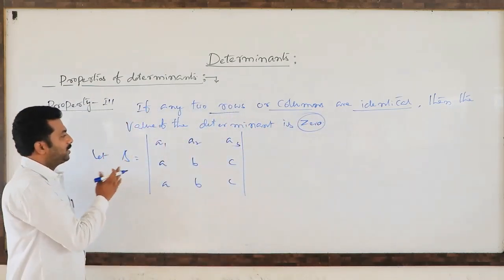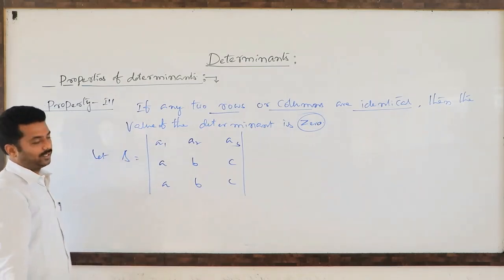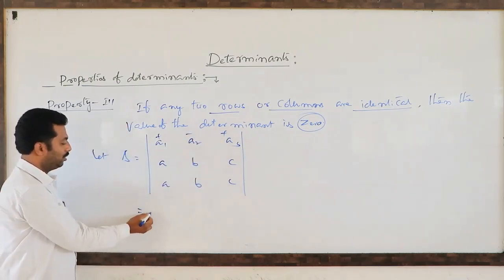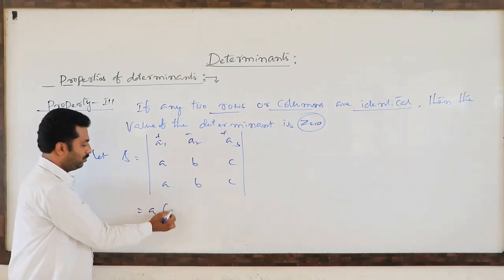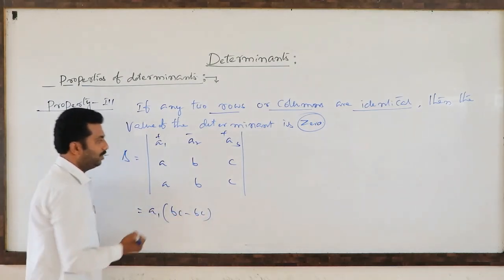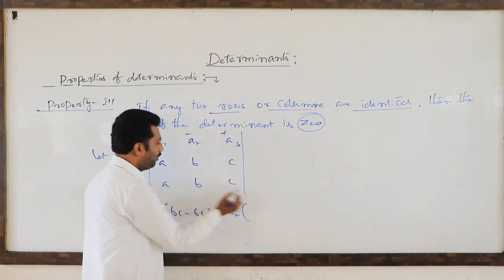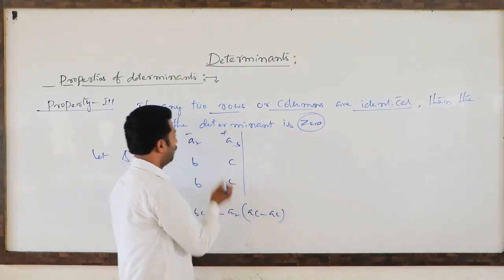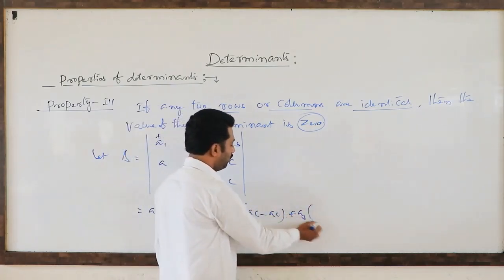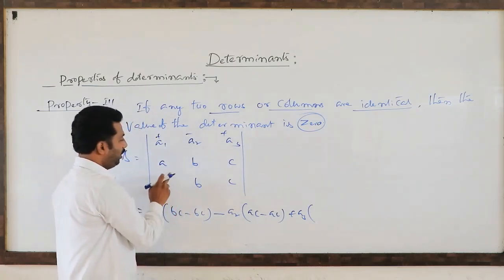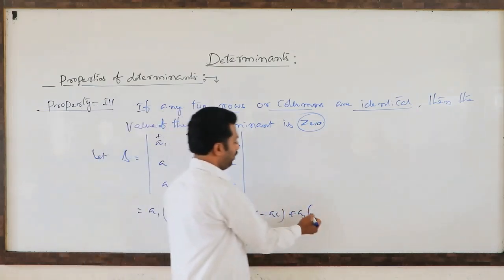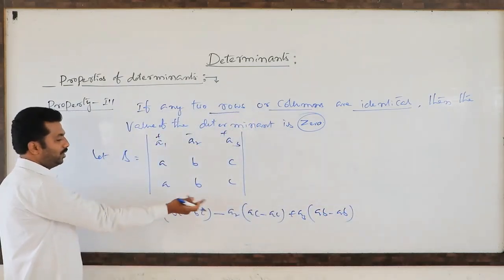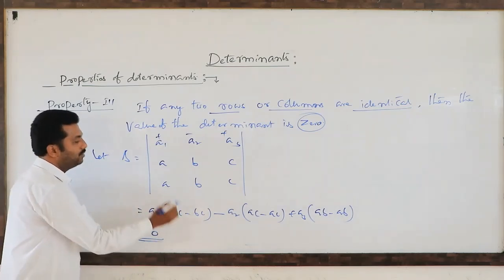Now observe. We are expanding along the first row, with signs plus, minus, plus. You tell me: this is A1 into (BC minus BC), minus A2 into (AC minus AC), plus A3 into (AB minus AB). So what did we get? This is 0, that is 0, 0, 0. So completely 0 is the only answer.